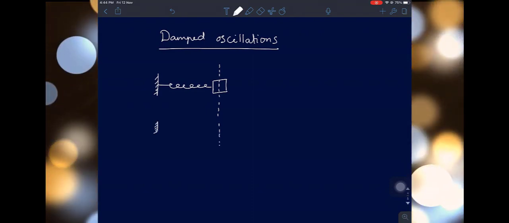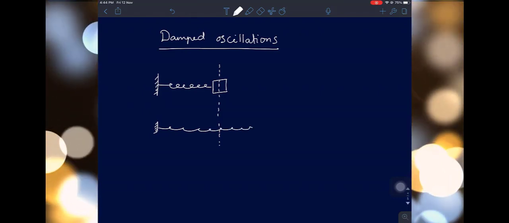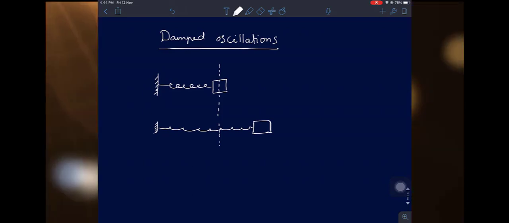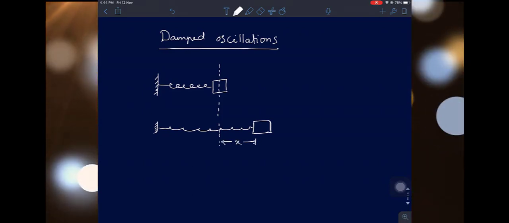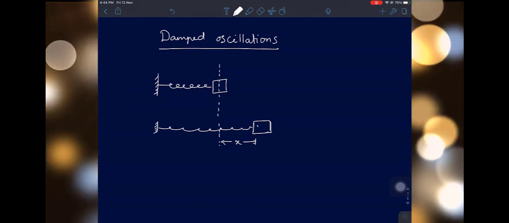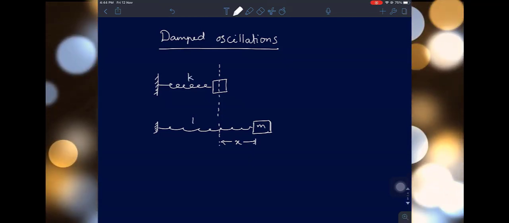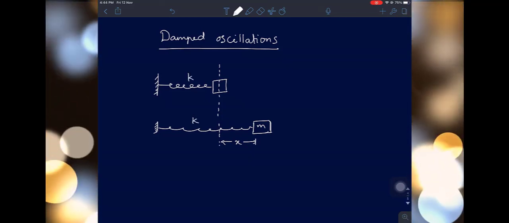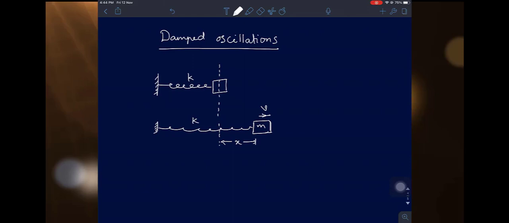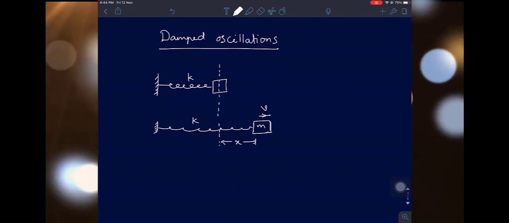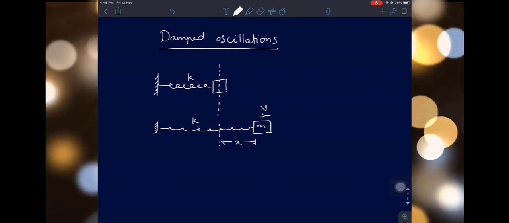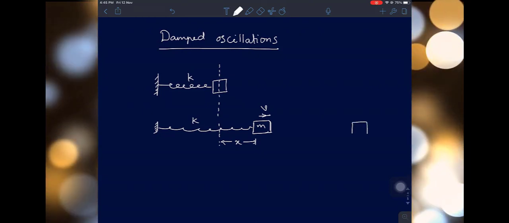whose spring constant is k and a block of mass m, and the spring is disturbed from its equilibrium position. The block of mass m will experience two forces. One force is acting due to the spring and another force is acting due to the air drag. And the drag force is opposite to the velocity.